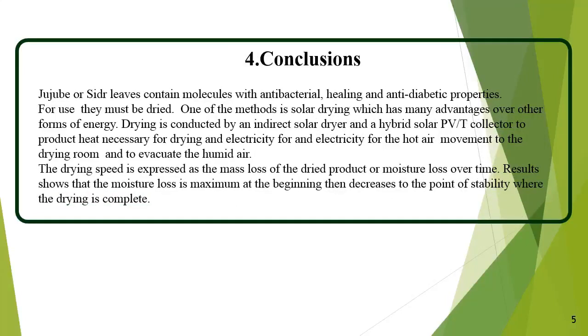The drying speed is expressed as the mass loss of the dried products, or moisture loss over time. Results show that the moisture loss is maximum at the beginning, then decreases to the point of stability where the drying is complete.